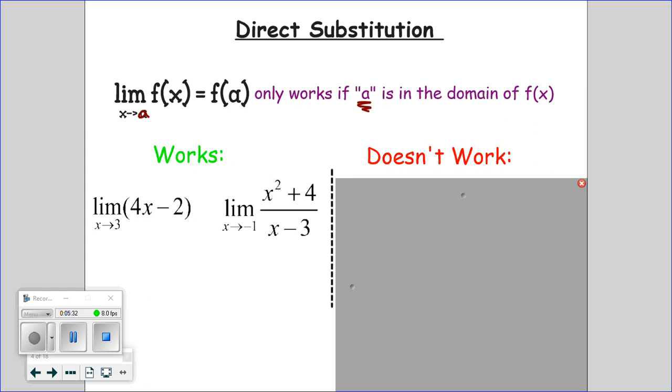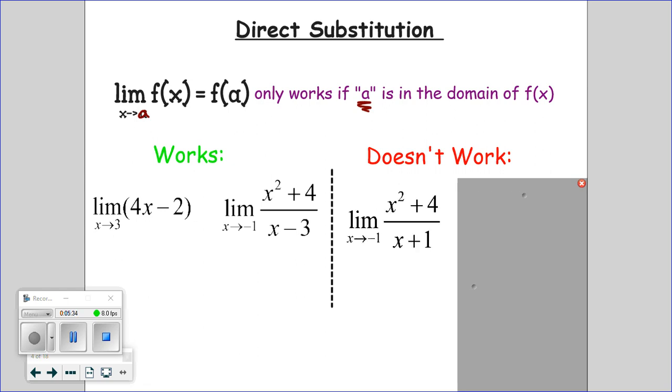Compare that to this next one, looks the same, right? This time, however, if I go to plug that -1 into my denominator, now I'm running into an issue. You are not allowed to do direct substitution when it gives me something like 0 in the bottom of my fraction. That will not give you a limit for that function.